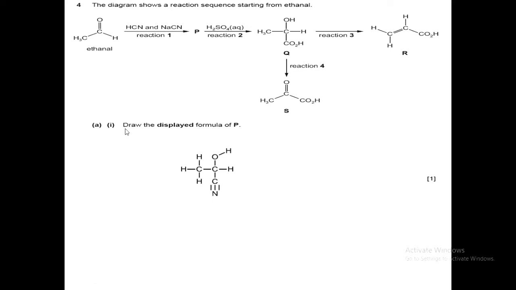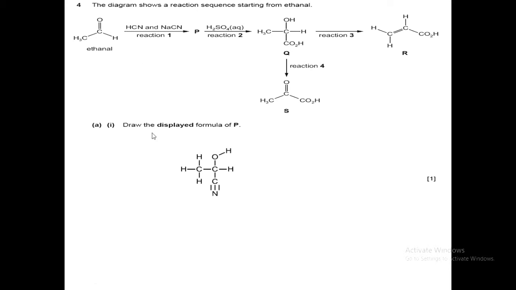In part A 1, he was asking: draw the displayed formula of P. So for the displayed formula of P, what we have to think about is the reagents that are reacting with ethanol, HCN and NaCN. So this is a nucleophilic addition reaction in which the cyanide group attaches itself to the carbon of the carbonyl, while the H of the HCN moves towards the oxygen of the carbonyl.